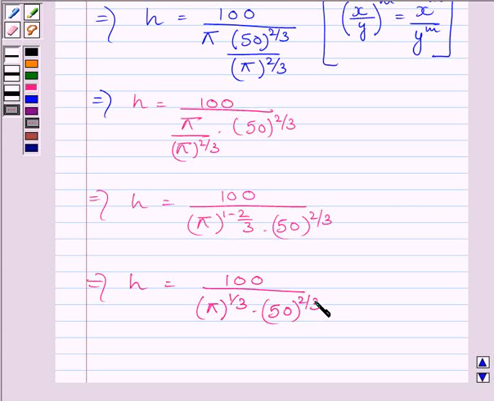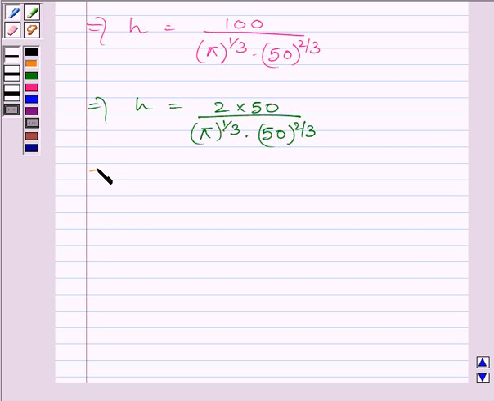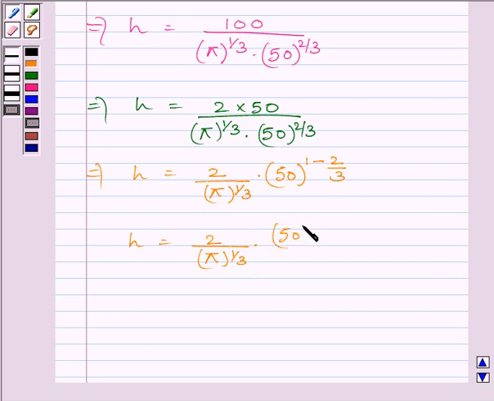2 upon 3. Now we can write 100 as 2 multiplied by 50. So we get h is equal to 2 multiplied by 50 upon pi raised to the power 1 upon 3 multiplied by 50 raised to the power 2 upon 3. Now this can be further written as 2 divided by pi raised to the power 1 upon 3 multiplied by 50 raised to the power 1 minus 2 upon 3. Here bases are same, so powers will get subtracted. So we get h is equal to 2 upon 5 raised to the power 1 upon 3 multiplied by 50 raised to the power 1 upon 3.